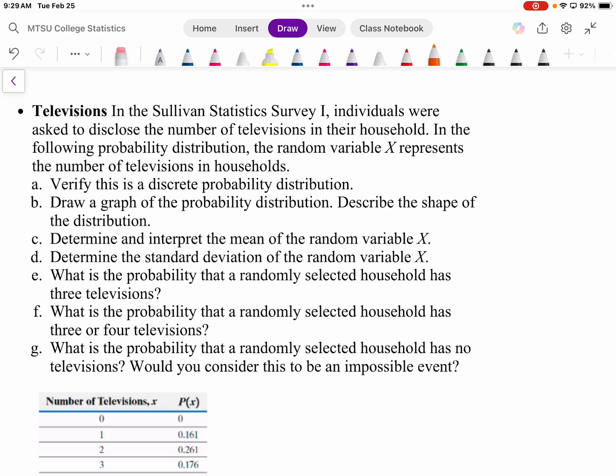So, in the Sullivan Statistics Survey, individuals were asked to disclose the number of televisions in their household. In the following probability distribution, the random variable X represents the number of households. Notice here, there's their definition: X is equal to the number of households. Verify this is a discrete probability distribution.